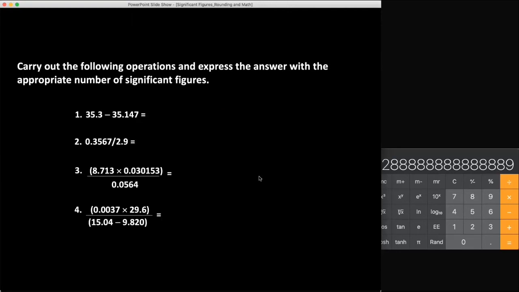Here's some more practice problems. Go ahead and pause if you want to try them on your own. Alright, now let's get back to it.